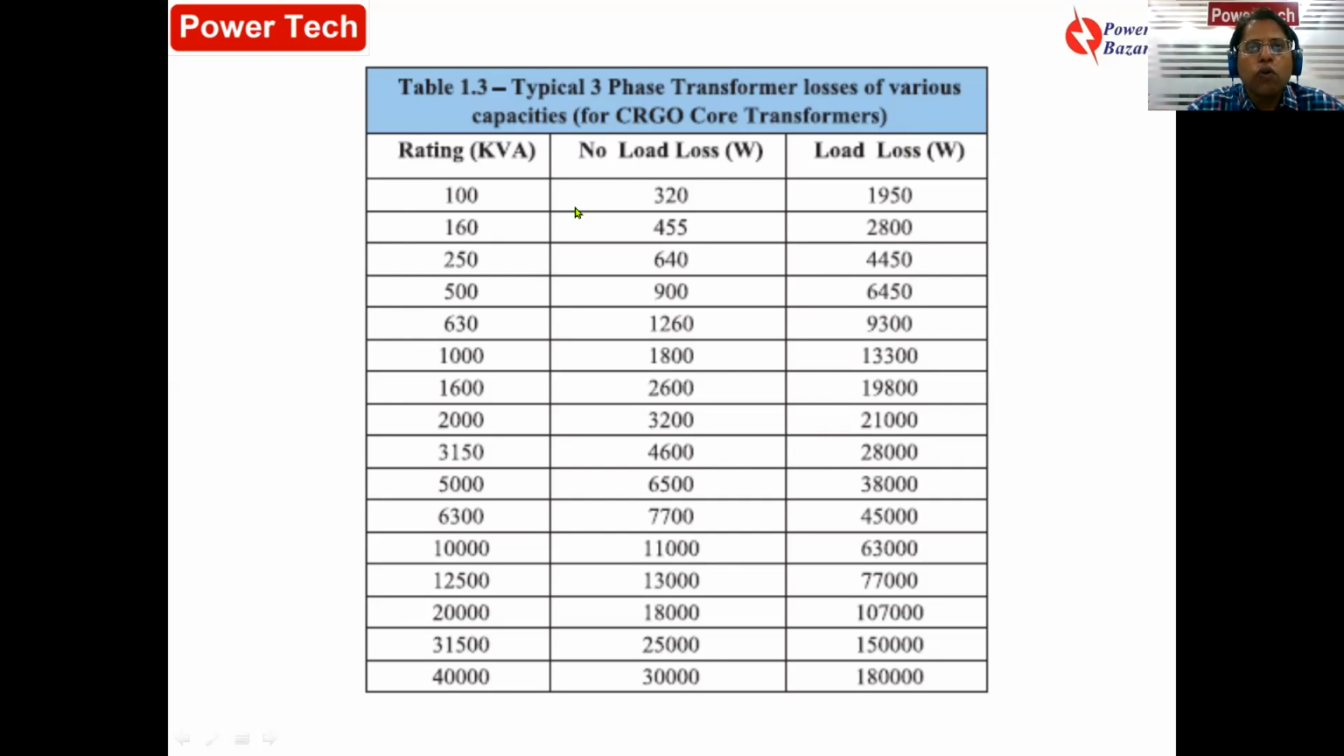Because the transformer loading does not remain constant. For example, if a 230 kVA transformer is there, every time the load of the transformer may not be 230 kVA. Sometimes it will be 100 kVA, sometimes it will be 150 kVA. Suppose it is 150 kVA, then the percentage loading of the transformer will be 150 divided by 230. So based on loading, the transformer efficiency and transformer losses will change. So how to find out transformer losses at different loading, for which we require this table.